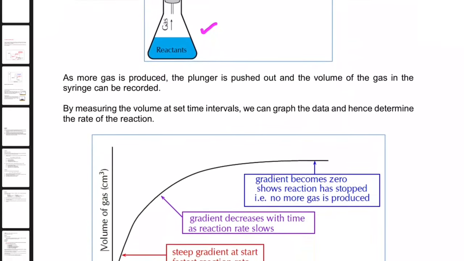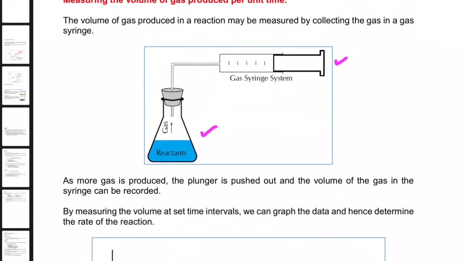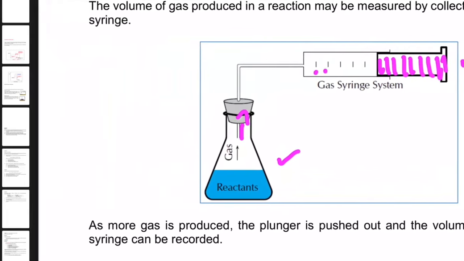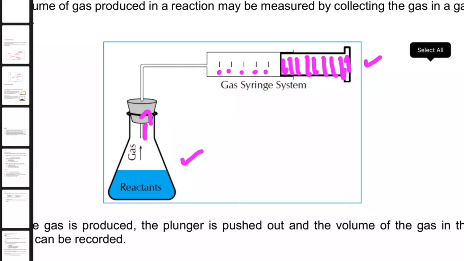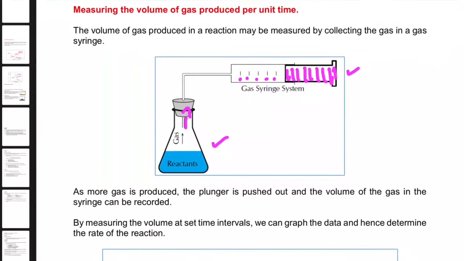This is the graph you would expect after you have measured the gas produced at set time intervals using a gas syringe system, right? As gas is produced and leaves the conical flask into the gas syringe, this part is going to be pushed out. This is the plunger, right? And then you can see these lines here. They will allow us to calculate the volume of gas produced. And then with the volume of gas produced and the given time intervals that we know, we can calculate the rate of a reaction.